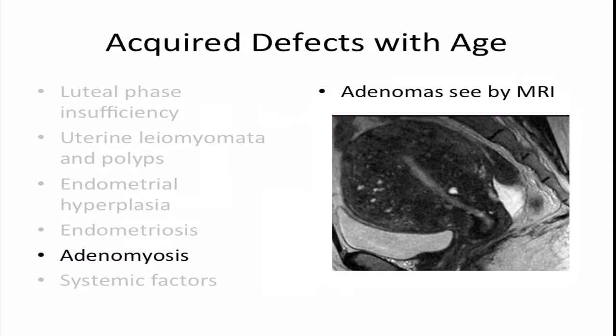Adenomyosis is a form of endometriosis that is endometrium in the wall of the uterine muscle. Here shown with MRI using a T2 weighted image, the white dots represent adenomyosis. This inflammatory condition is associated with infertility, and this condition could be diagnosed using MRI or ultrasound.